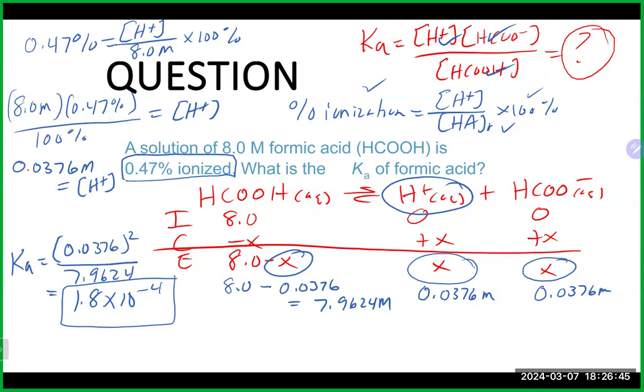Any questions on that one? So this is obviously a little bit more involved percent ionization. You could just be asked to calculate the percent ionization of an acid or a base as well. If you were doing a base, it would be the amount of OH minus that is free versus the amount of base concentration you started with. Any questions on any of that?